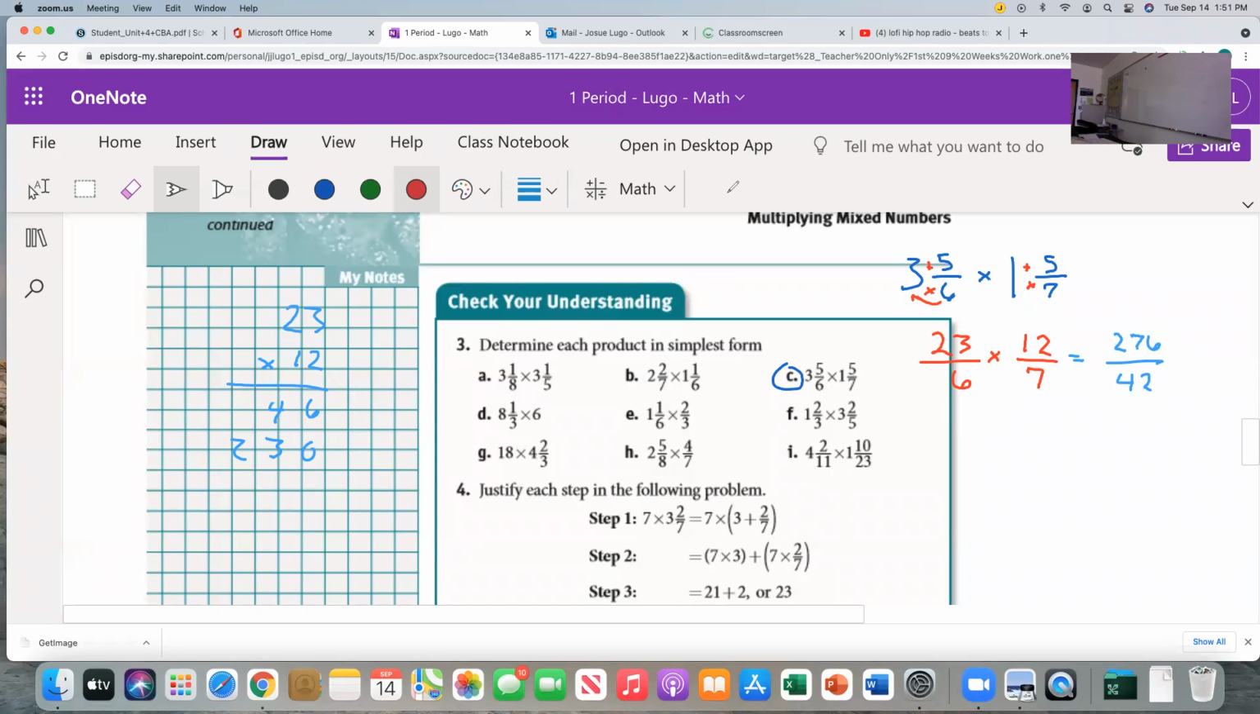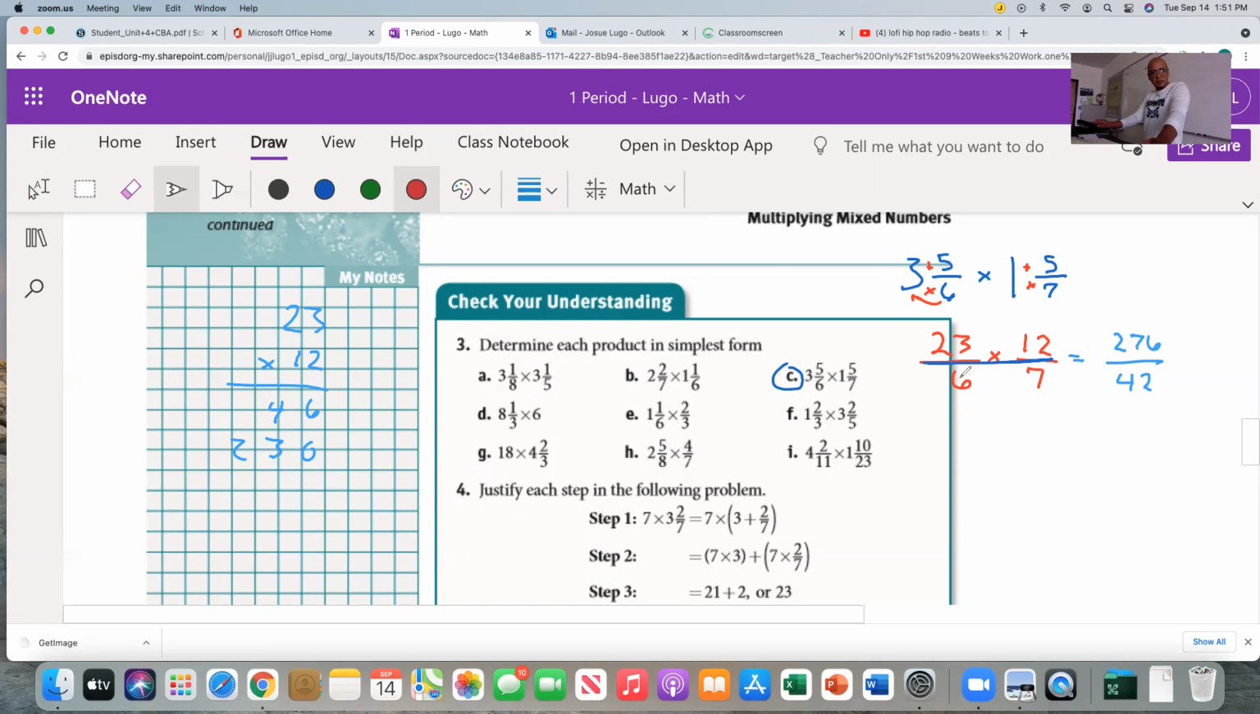second method that I taught you. Instead of going ahead and multiplying these, ladies and gentlemen, let me consider, do I have anything in common between the numerators and the denominators? Well, in my numerators, so the ones on top, I have a 23 and a 12. In my denominators, I have a 6 and a 7. It doesn't seem like it, except for this.